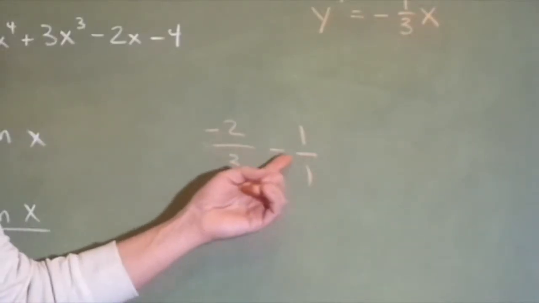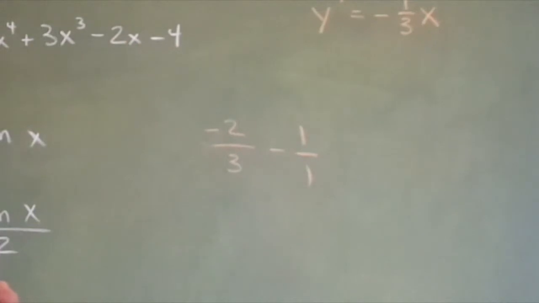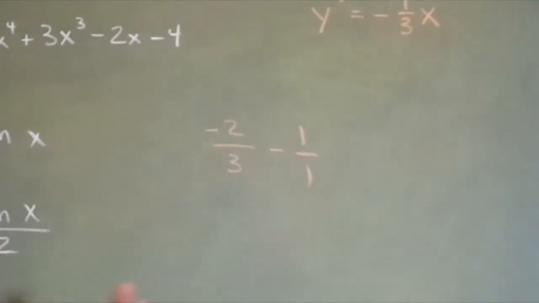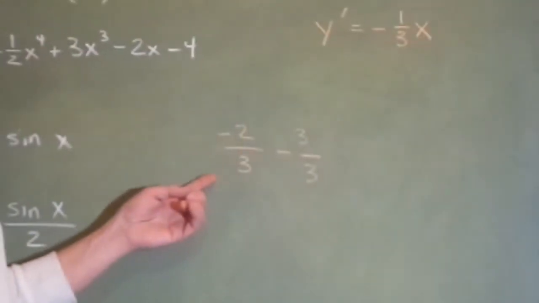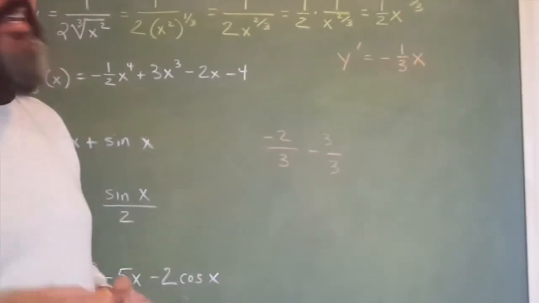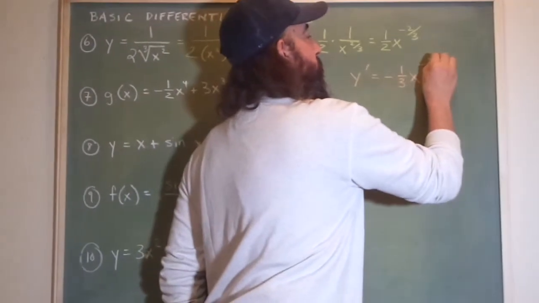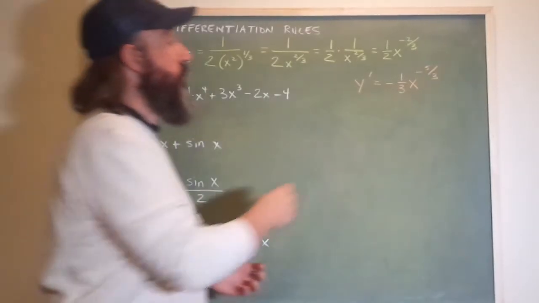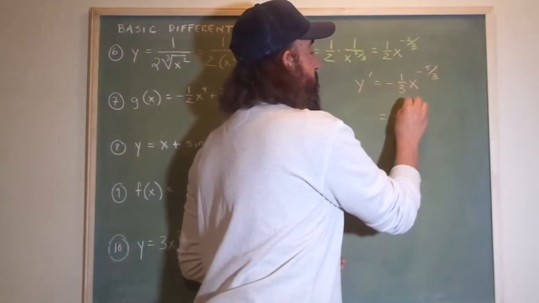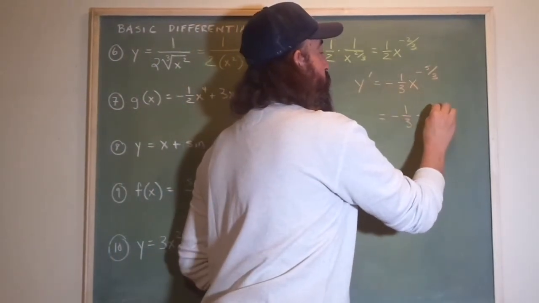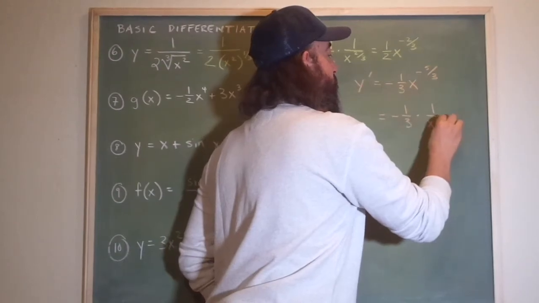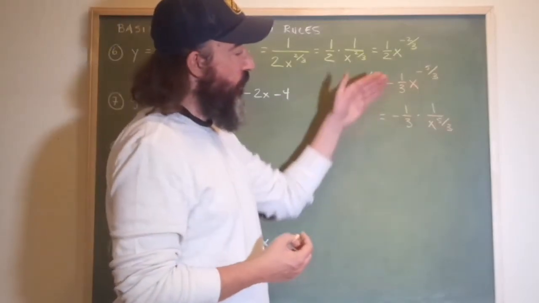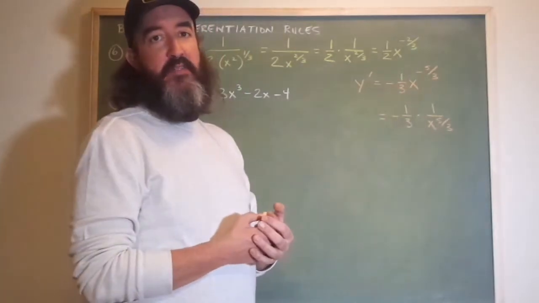Negative 2/3 subtract 1. I think rather than using the McFarland rule, I think I'll just get a common denominator. 1 over 1 is the same as 3 over 3. And of course, negative 2/3 minus 3/3 is negative 5/3. But you know we can't leave that negative exponent, so let's rewrite this. This is going to be negative 1/3 times 1 over x to the 5/3. I'll say the derivative is negative 1 over 3x to the 5/3.